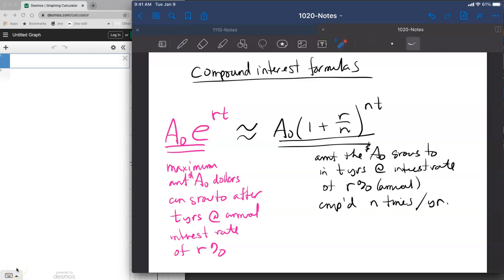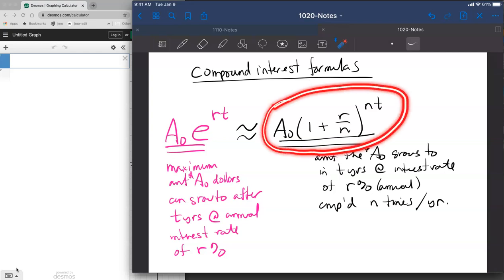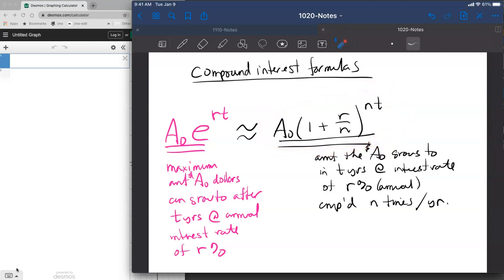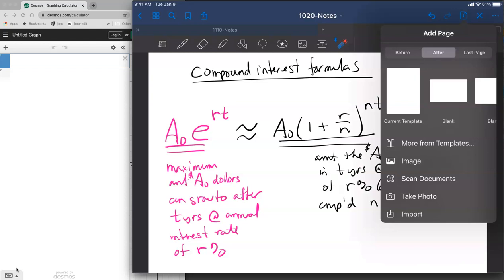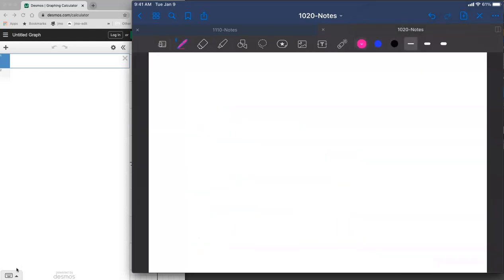In a previous video, we developed the formulas for compound interest, and those two formulas are these two. In this video, we are going to look at examples of the compound interest formula shown here, and we'll look at a couple examples of the continuously compounded interest formula here. Just a quick reminder, let me add a page below and we'll get started.